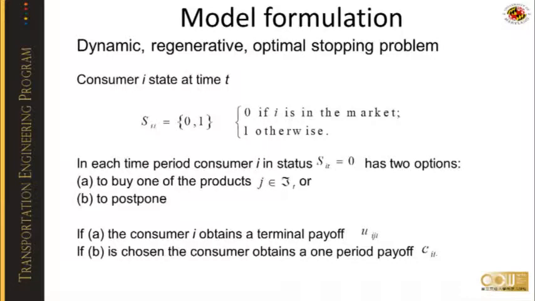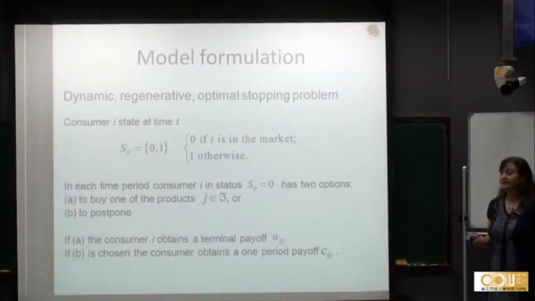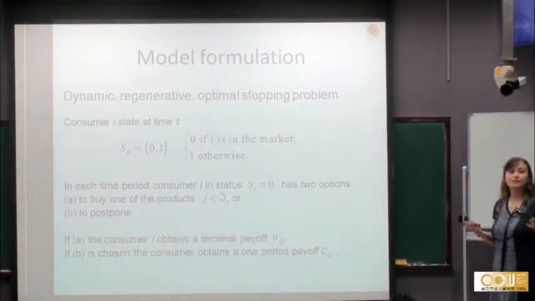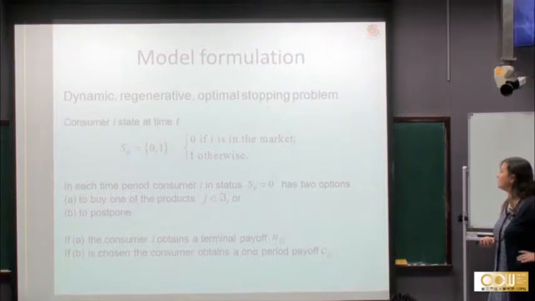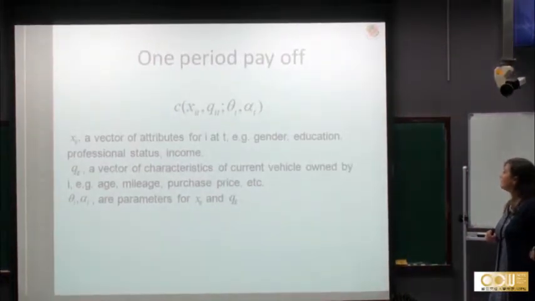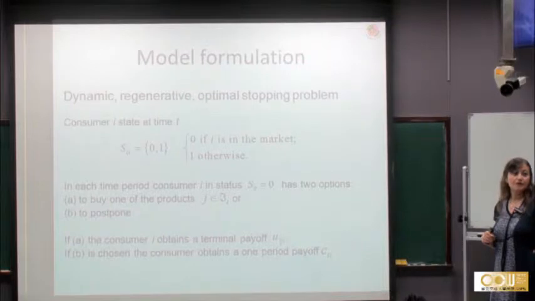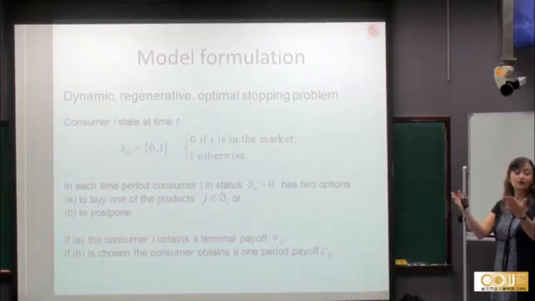Remember that we defined a status variable: 1 if the consumer is in the market, for example, for the car ownership problem, he is willing to buy a car, 0 if he is out of the market. We define two utilities. A terminal payoff, the utility that you get when you buy a product, for example, when you buy the car. So you buy the car, you get your utility, and you get out of the system.